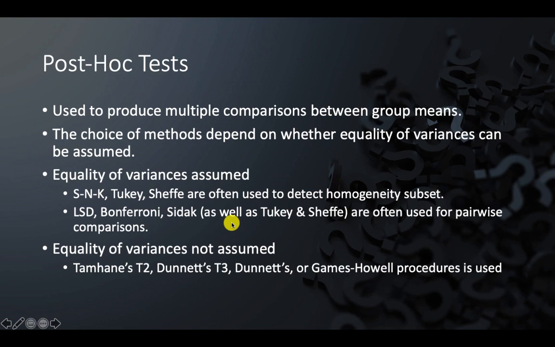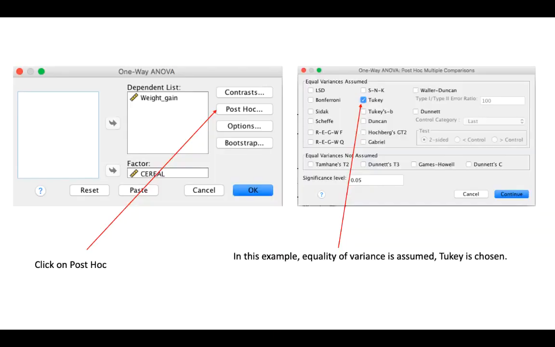But typically we use Tukey and Scheffe. If equality of variance is not assumed, you can use Tamhane's T2, Dunnett's T3, Games-Howell procedures, and whatnot. Okay, I use Tukey.